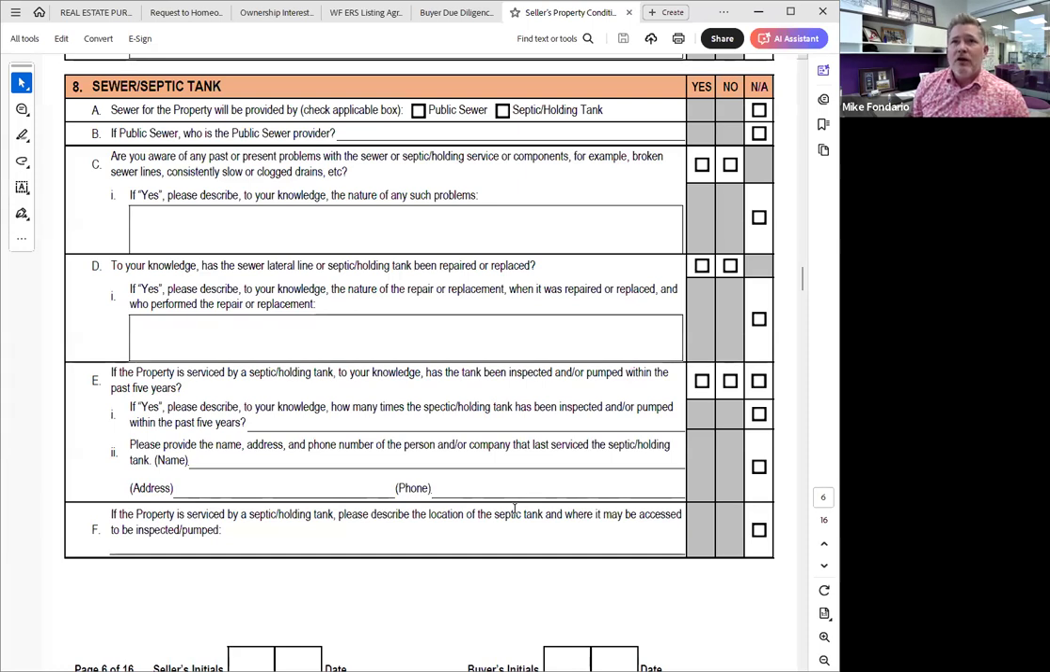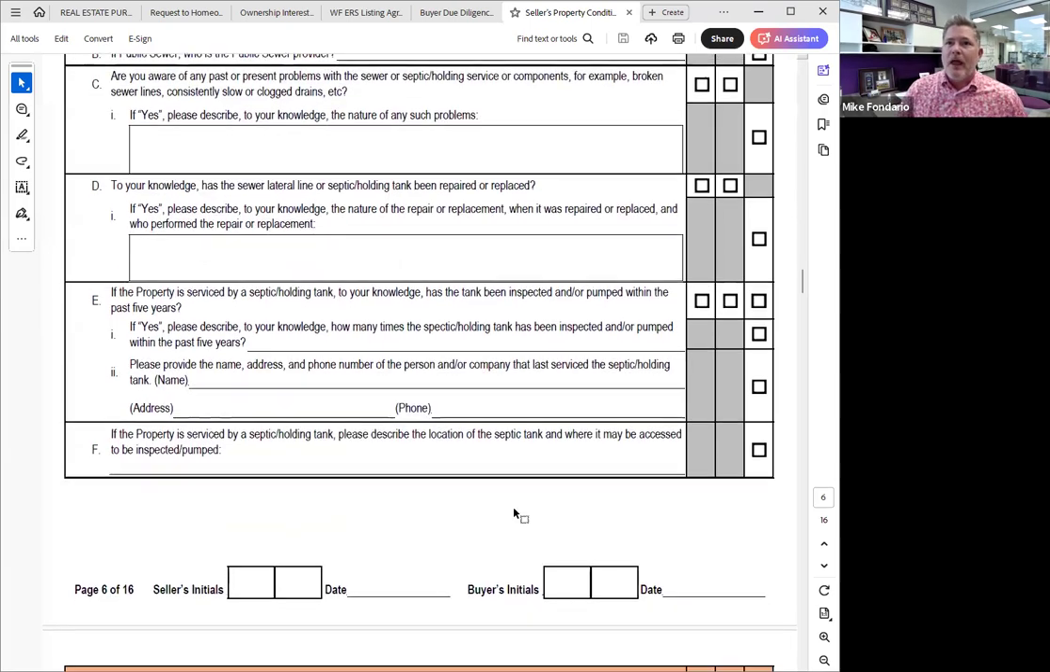So are you aware of any past or present problems, including service and components, broken sewer lines, yada yada. I think the best thing to do is, a lot of people obviously have people coming and doing regular service on their septic tanks. So I think that could be disclosure enough. Just provide a record of their service of the sewer and septic tank.